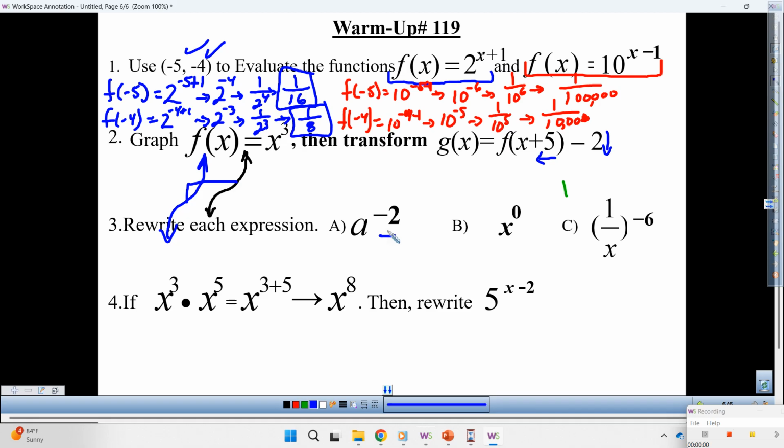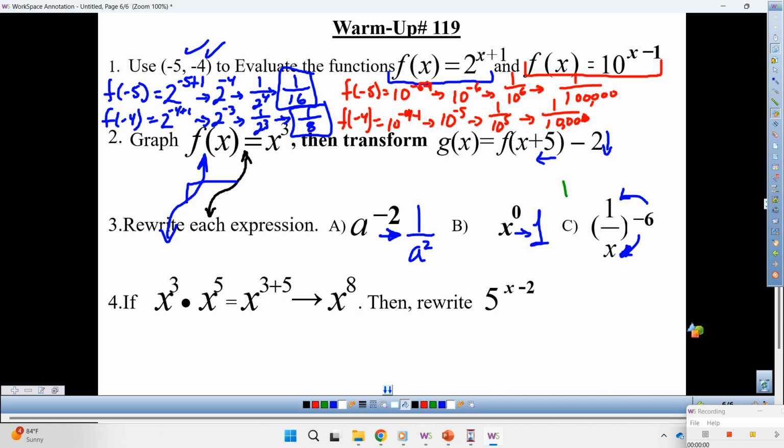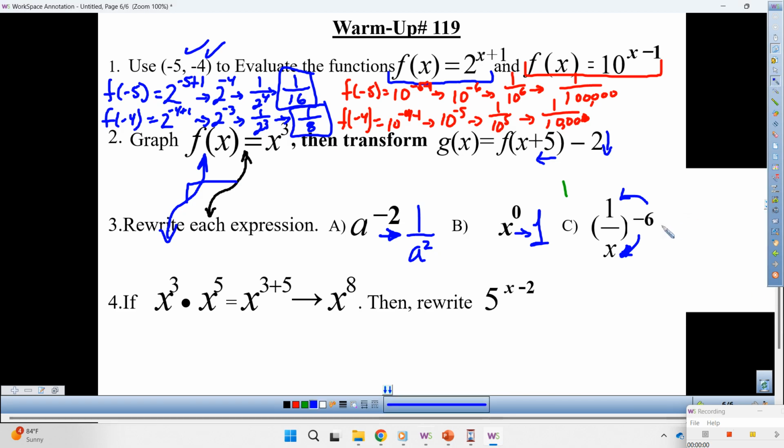Number 3, once again, we don't have negative exponents. We rewrite that, so that's 1 over a squared. Anything to the 0 exponent is 1. Distribute the exponent here and here. We end up with 1 to the -6 over x to the -6. But once again, we don't have negatives, so this goes down to the denominator, this one to the numerator, x to the 6 over 1 to the 6, which is just x to the 6.